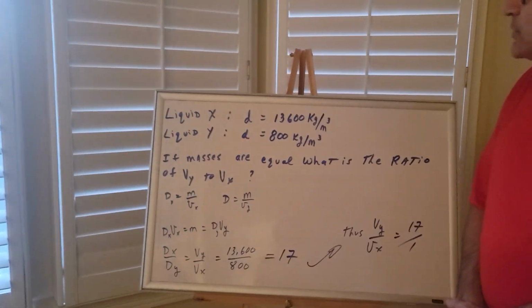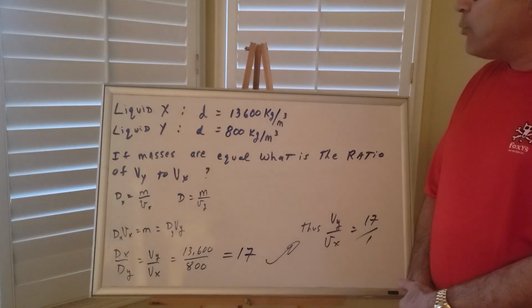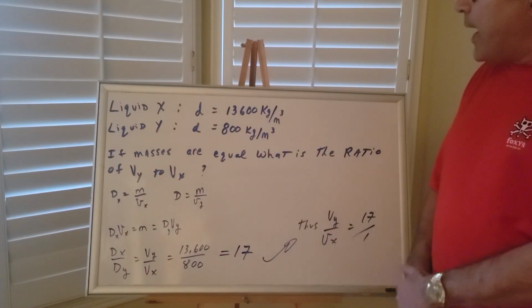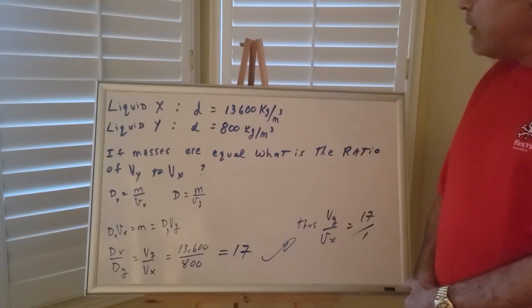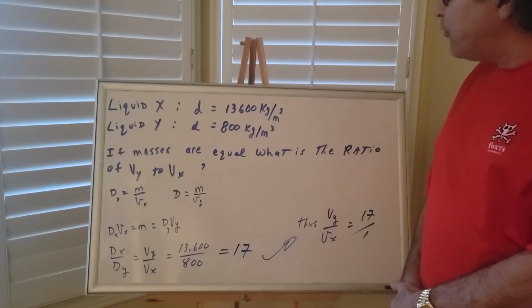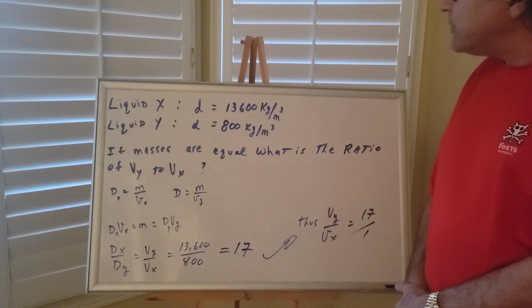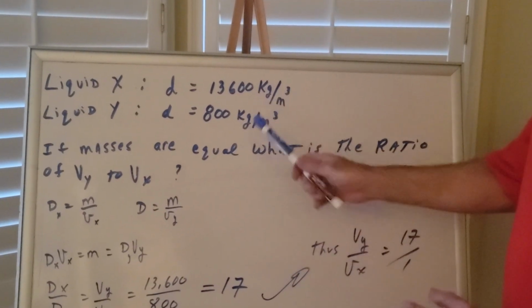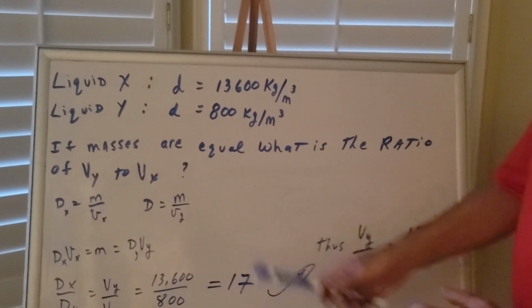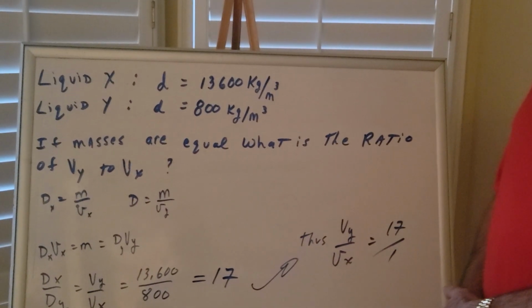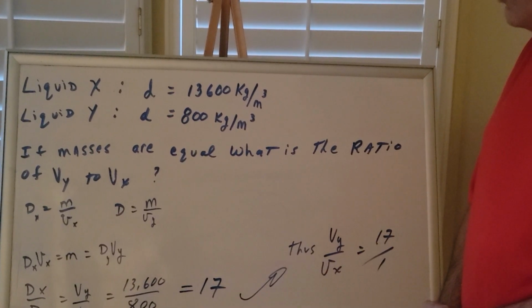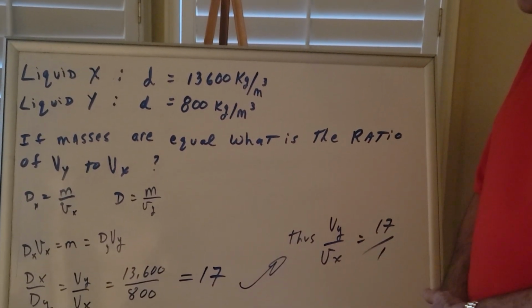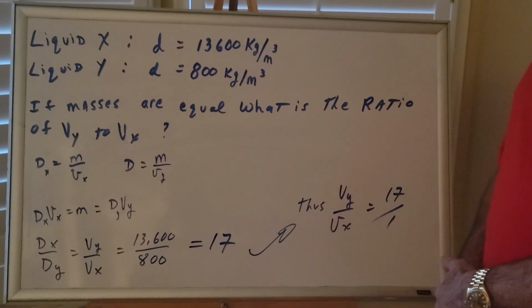We have two liquids, liquid X and liquid Y. Liquid X has a density of 13,600 kilograms per cubic meter, and liquid Y has a density of 800 kilograms per meter cubed. If the masses of these liquids are equal, what is the ratio of the volume of liquid Y to the volume of liquid X?